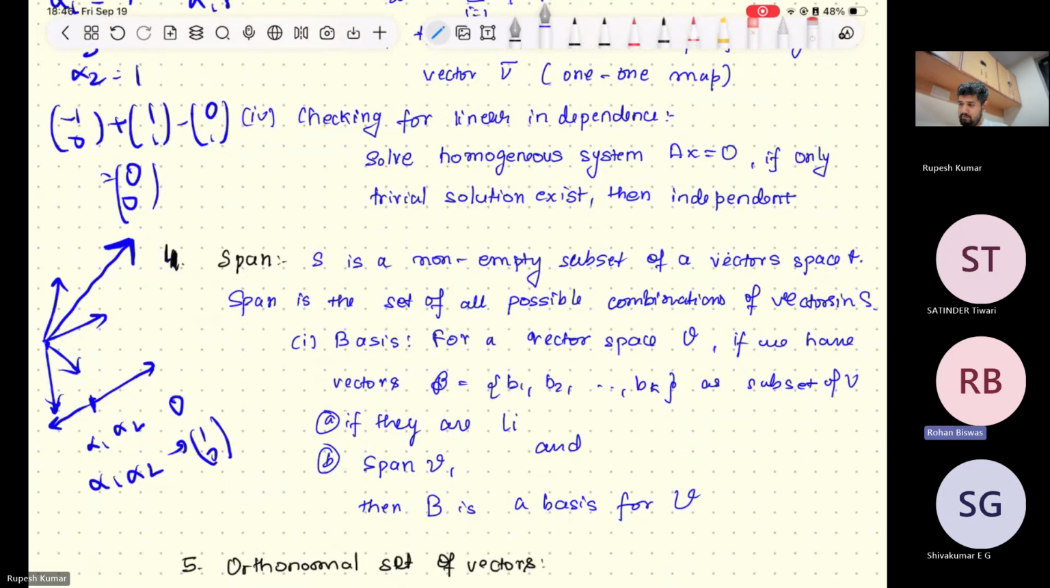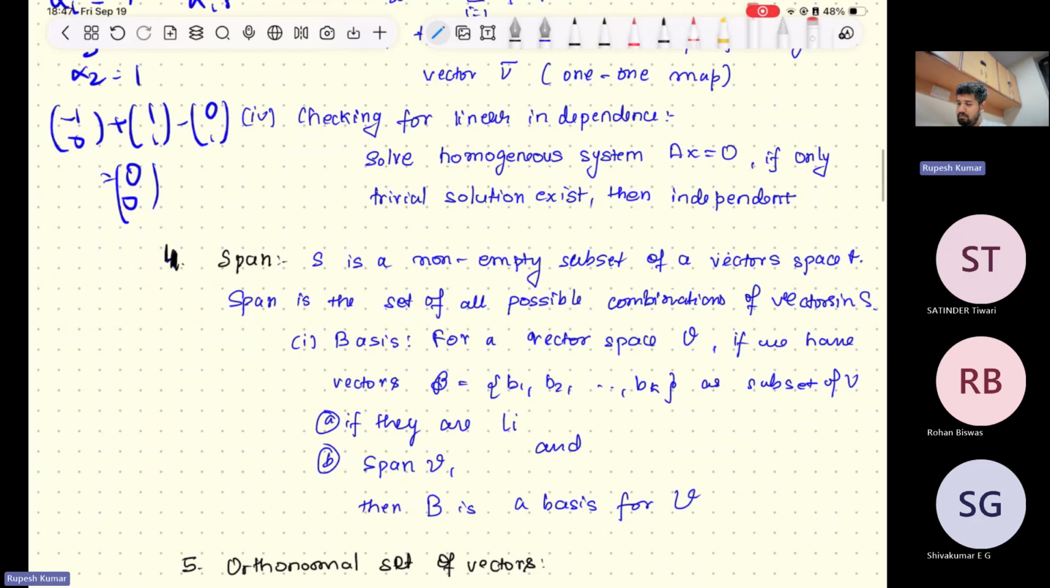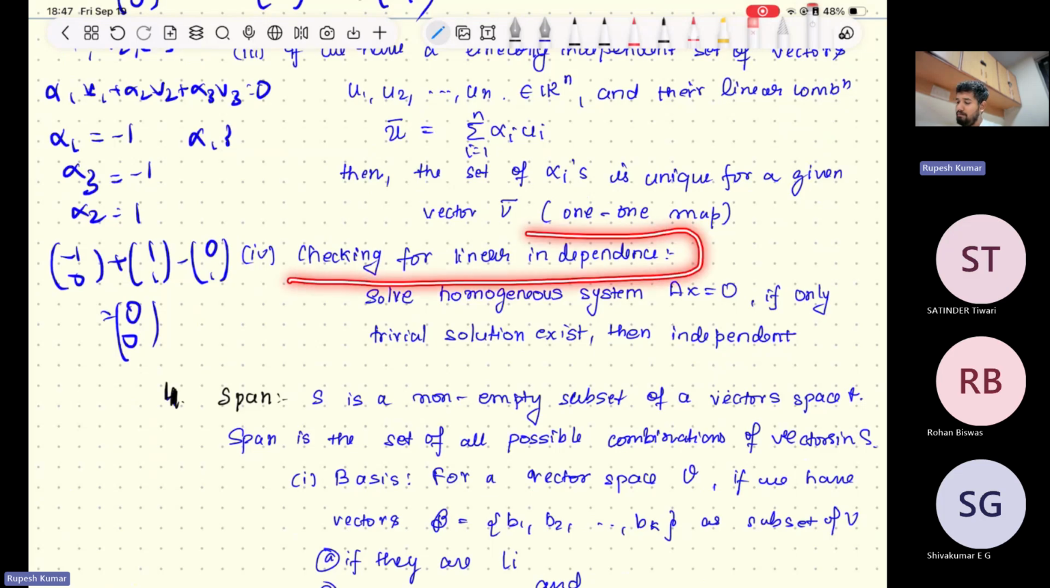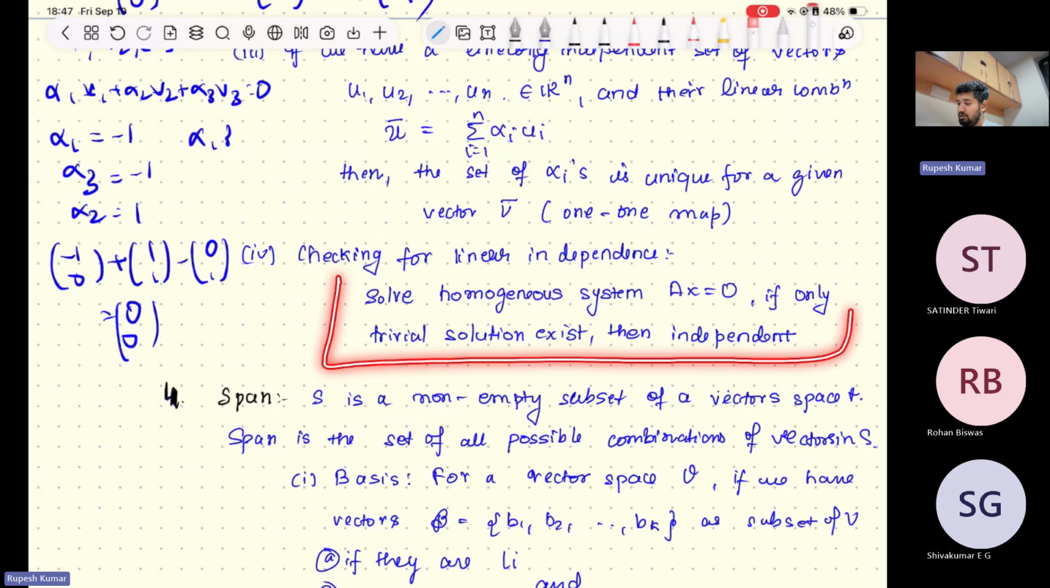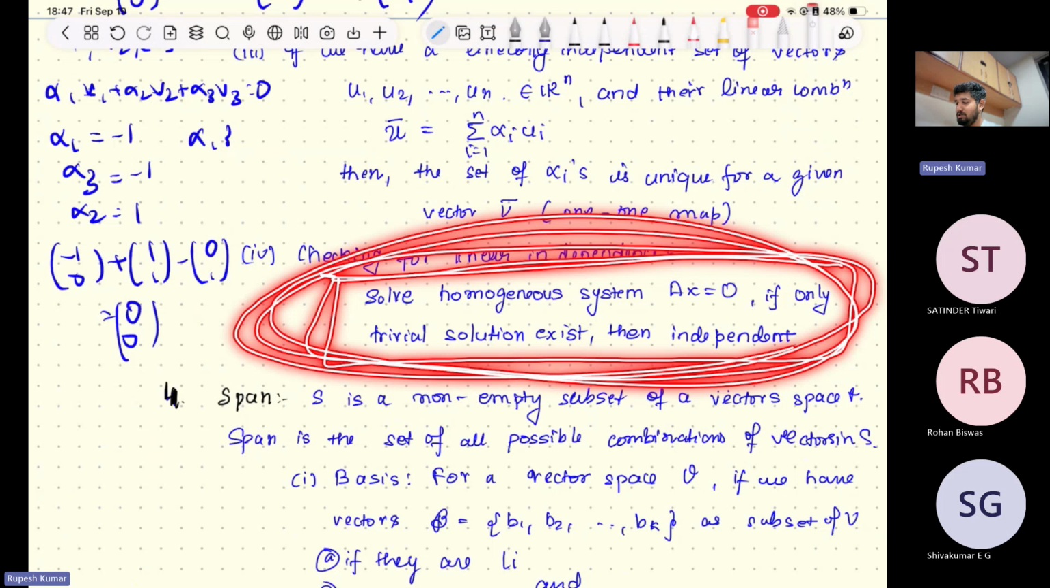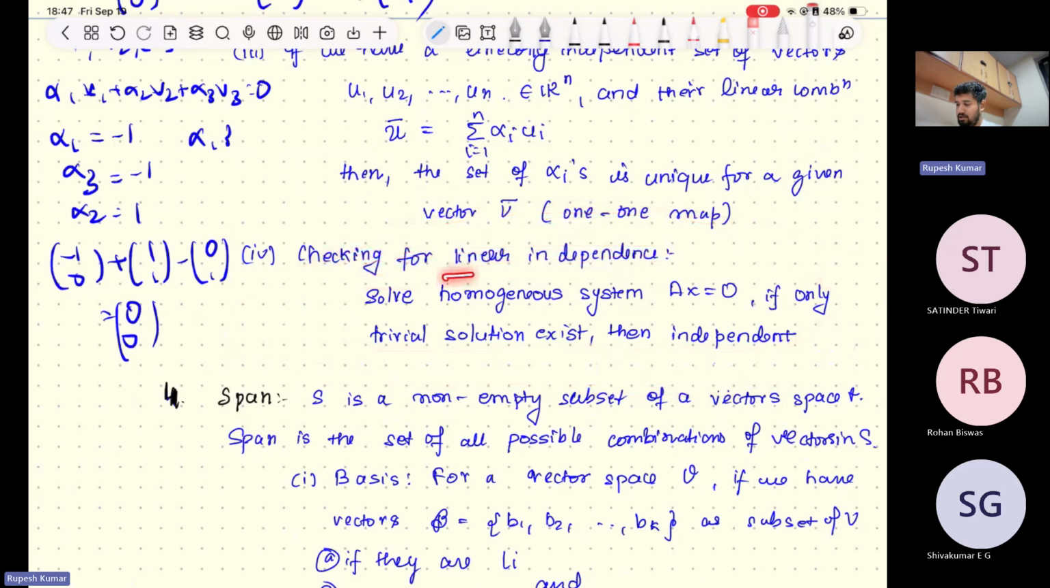Yes, sir. Got you. If you have any doubts, tell me. Then again, this brings us back to the system of linear equations. If you want to check whether a set of vectors is linearly independent, solve the homogeneous system of equations. If only the origin exists as the solution, that is, only the trivial solution exists, then they are linearly independent.